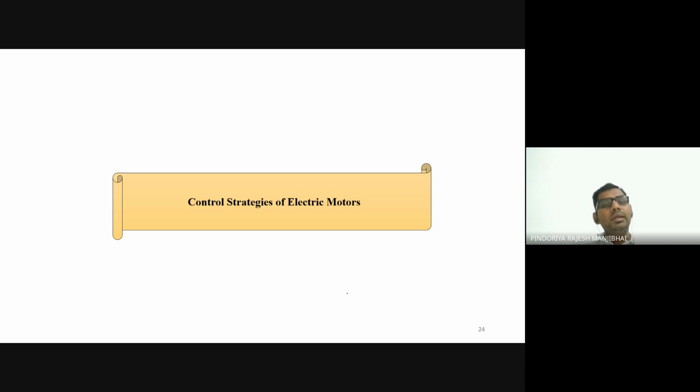Now the last topic, that is the control strategy of the electric motor. The unit name is control of the electric vehicle. We have already seen the overall working principle, and the advantages and disadvantages of the motor selection. So the final one is the control strategy. Which type of control strategy do we have to select?